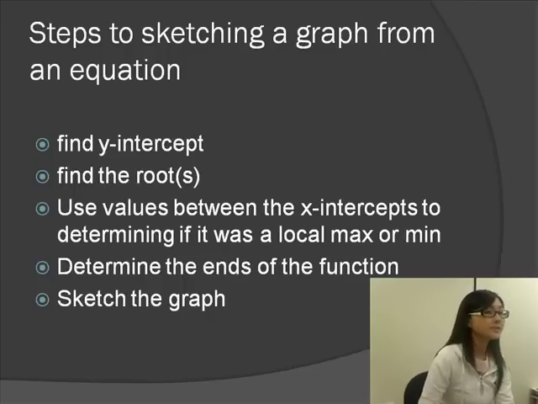There are several steps to sketching a graph from an equation. What you first have to do is find the y-intercept. Then you have to find the roots, which is basically the x-intercept. Then use the values between the x-intercepts to determine if it is a local maximum or minimum. Next, you have to determine the end behavior of the function. And lastly, you can sketch the graph.